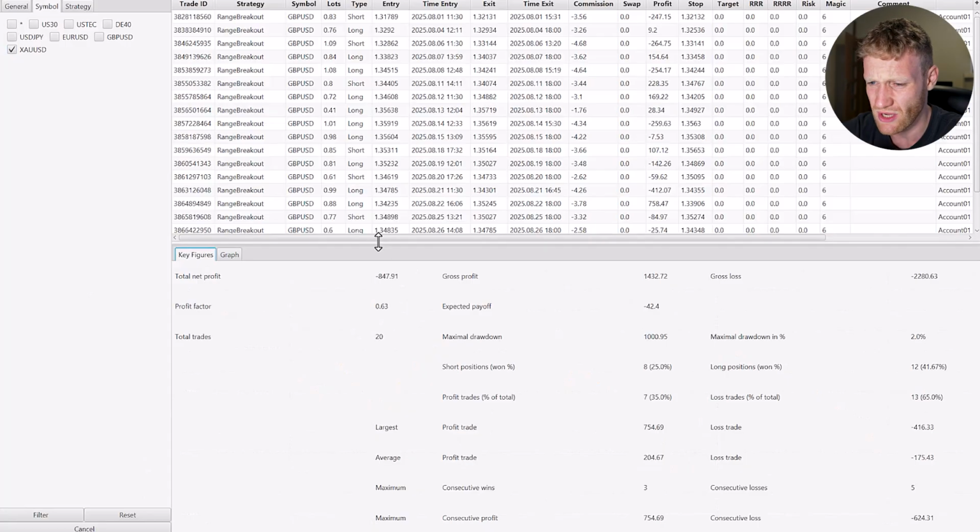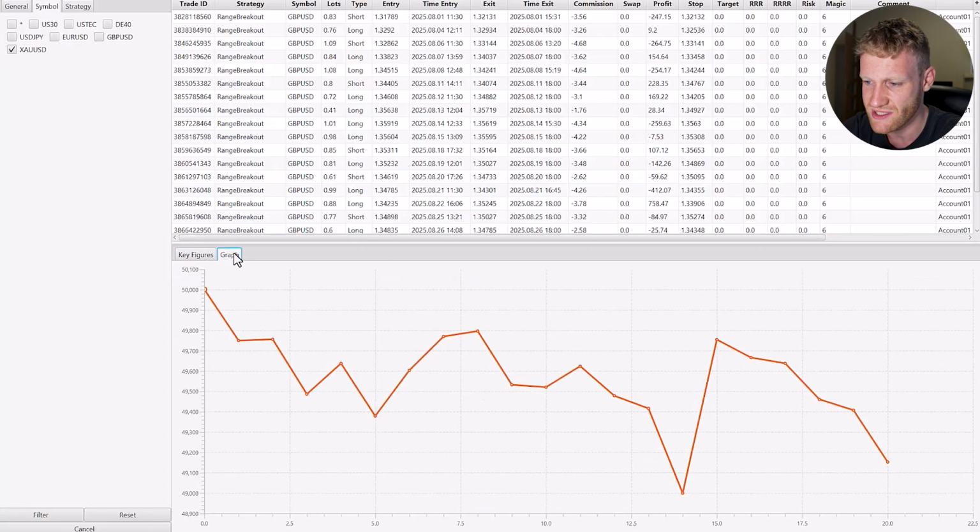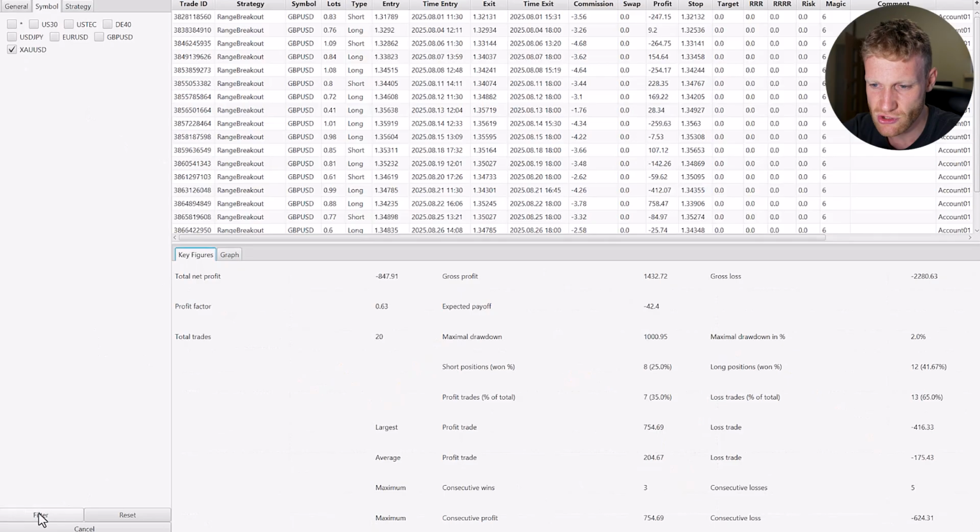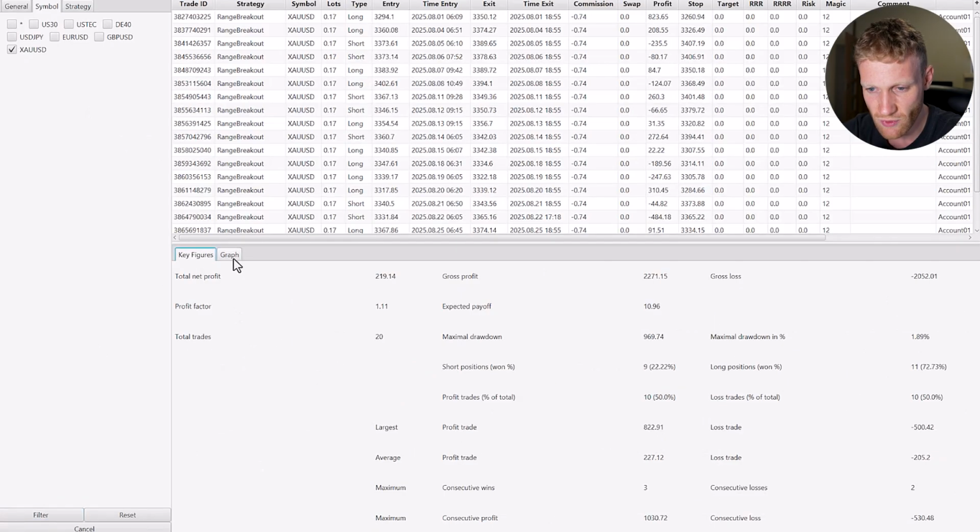Actually, this month was really bad. Like 840 is a really bad month for GBP US dollar, especially since there was one very good trade. So I was surprised that the result here is so bad. But now let's also go to gold. Oh, that's also what I not expected.